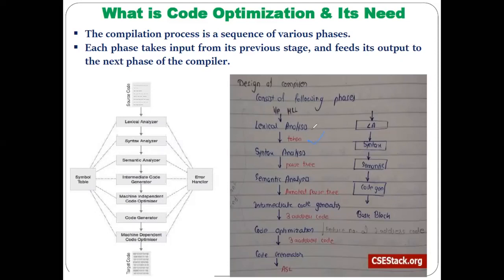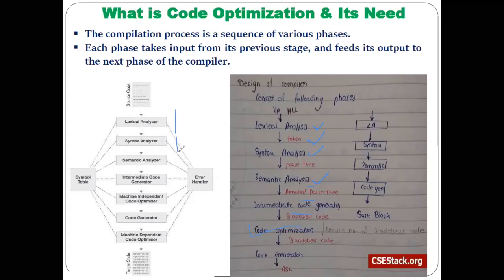Accordingly, we first discussed the lexical analysis, which takes input in the form of higher level language code and generates tokens. Those tokens are given as input to the next phase, the syntax analyzer, which generates the parse tree. The parse tree is given as input to the semantic analyzer, whose role is to check whether the sentence is meaningful by generating the annotated parse tree. That annotated parse tree is given to the intermediate code generator, which generates three address code as one type of intermediate code.